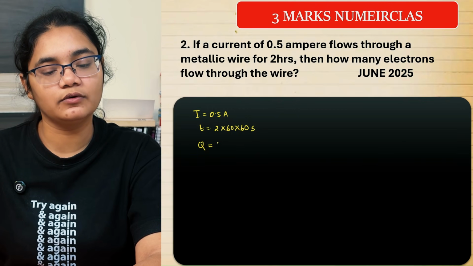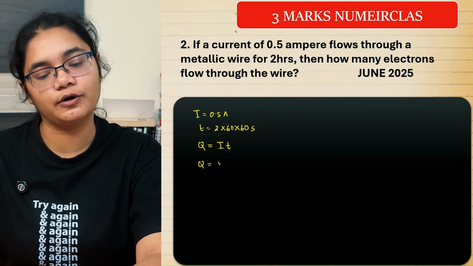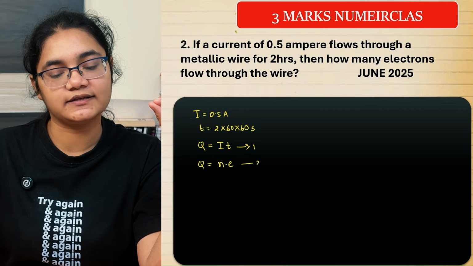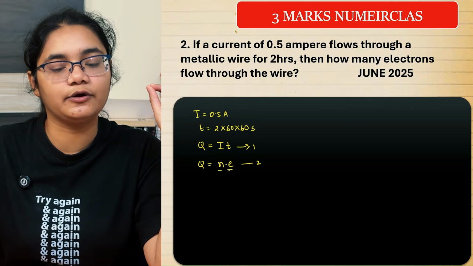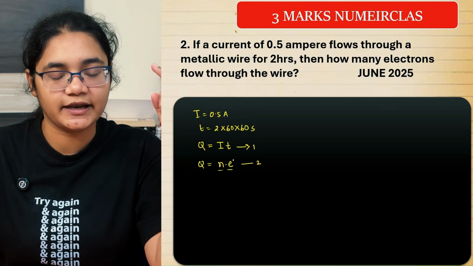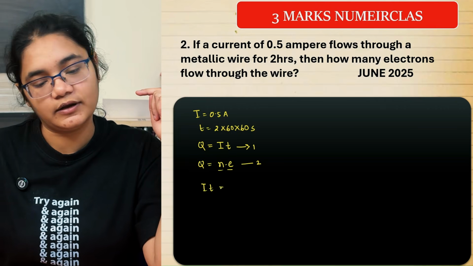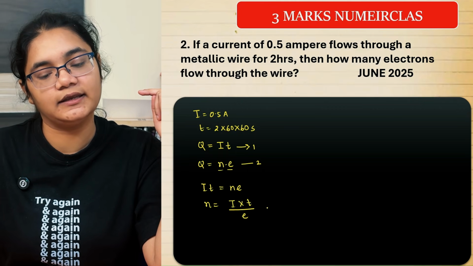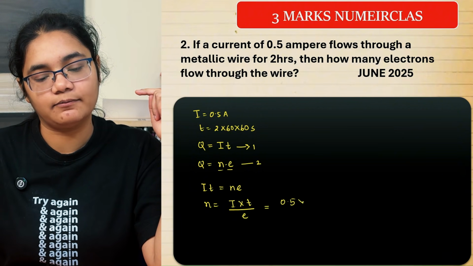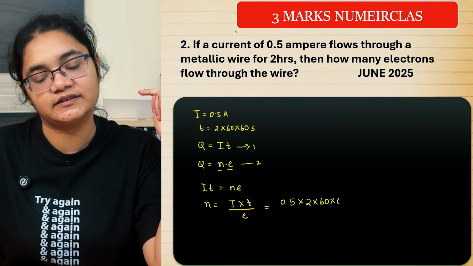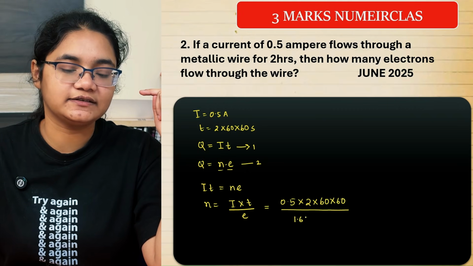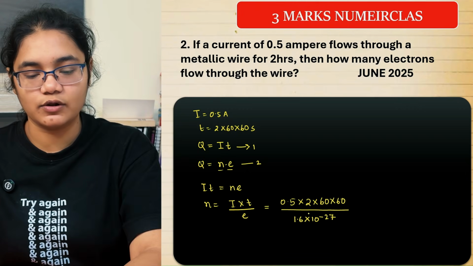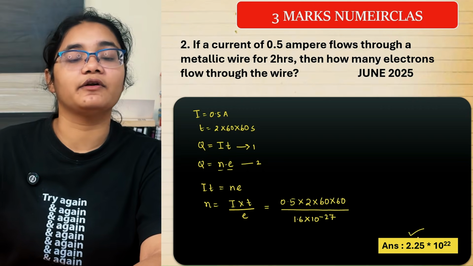See, Q is equal to I into T and Q is also equal to n into e. So I can equate the first equation and the second equation. n is the number of electrons, e is the charge of each electron. So I into T is equal to n into e, and I have to calculate n, so n is equal to I into T divided by e. I value is given as 0.5 amperes, 2 hours means 60 into 60 seconds, divided by e, which is 1.6 into 10 to the power of minus 19 coulomb, the charge of 1 electron. Now if you solve this, you will get 2.25 into 10 to the power of 22.